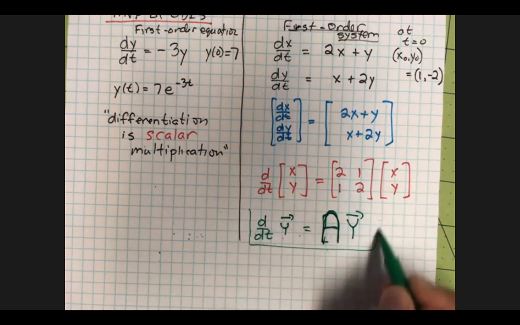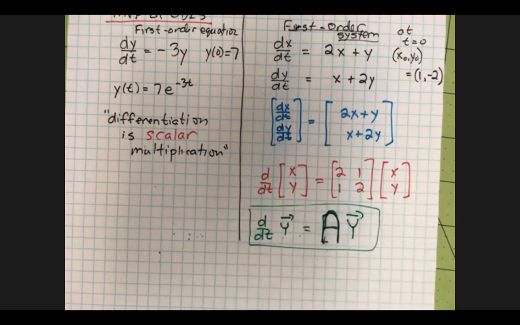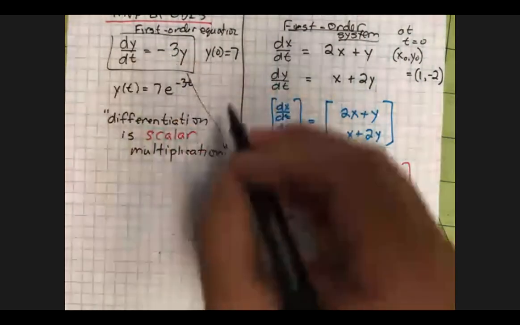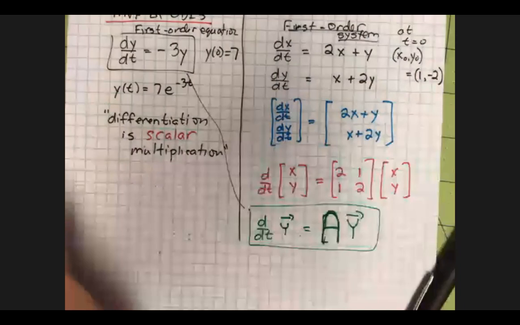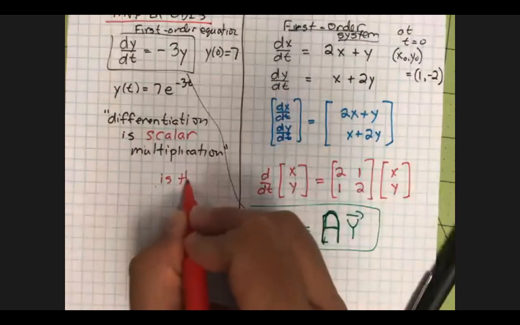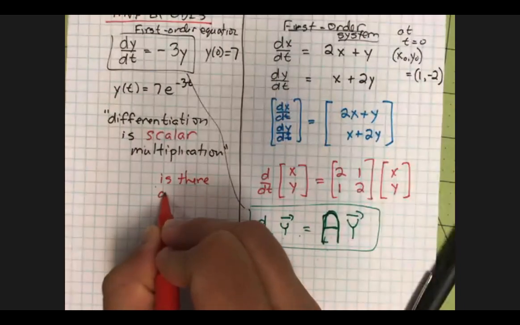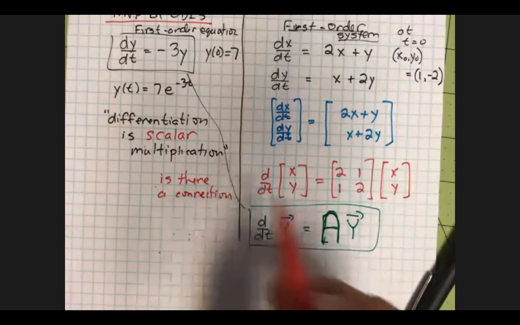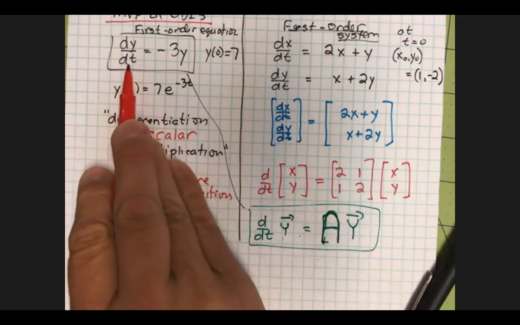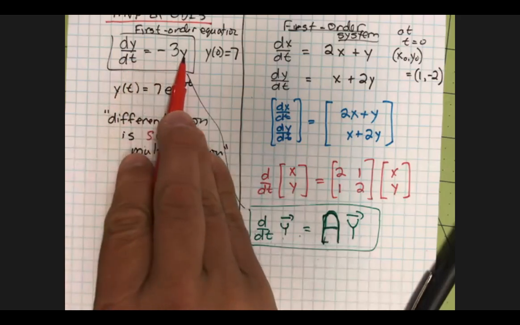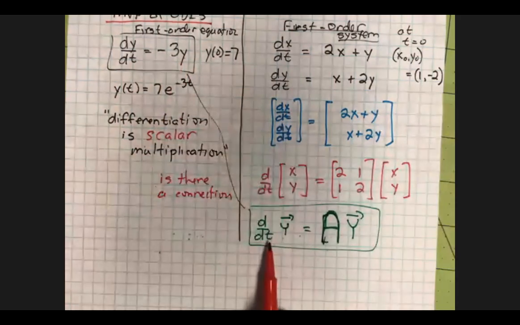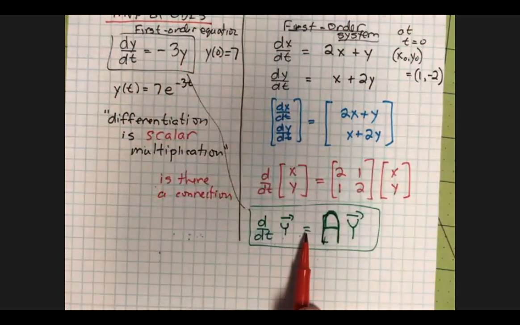Now, do you see what's going on? This reminds you very strongly of this. Is there a connection? This says differentiation is scalar multiplication. This says differentiation is matrix multiplication.